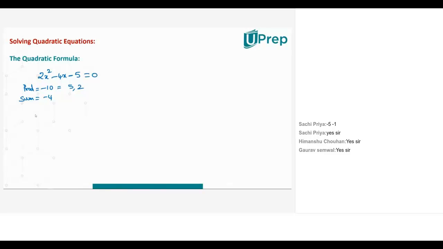Whereas minus 10 product is 5 and 2 with one of them plus and one of them minus. So I can never get any other factors because both 5 and 2 are prime numbers. So none of this sum could ever give me 4. So 100% I cannot factorize, right? Here the quadratic formula will help me. Understand the real case, then we'll derive a formula.